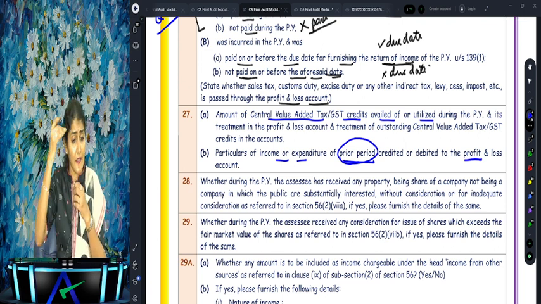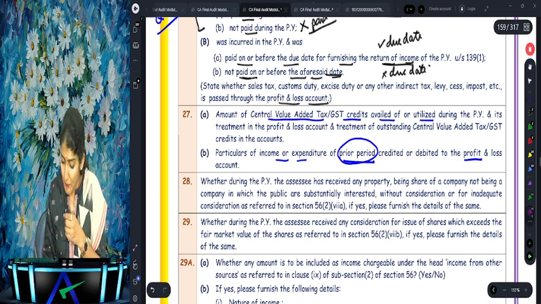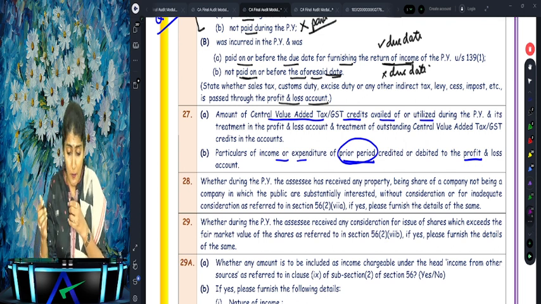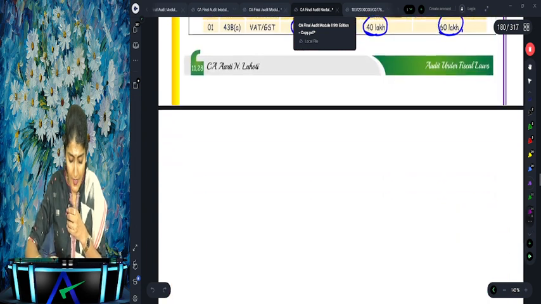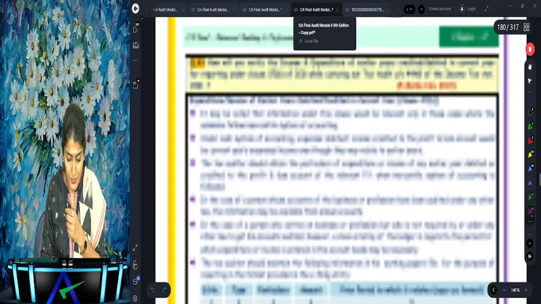So what is 27A? SENVAT credit. And what is 27B? The prior period items. And again for the prior period items we have a question over there.